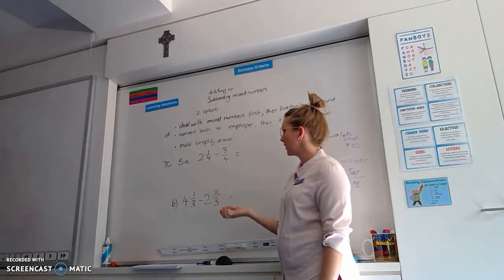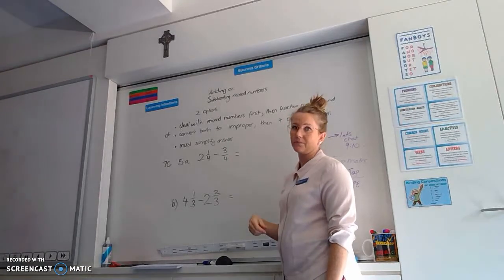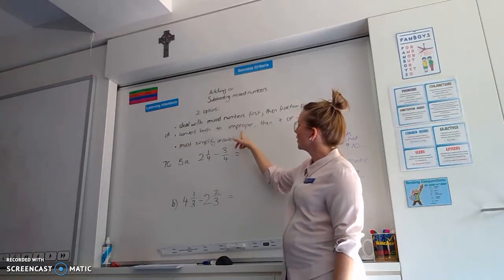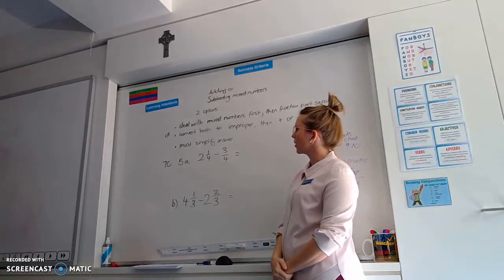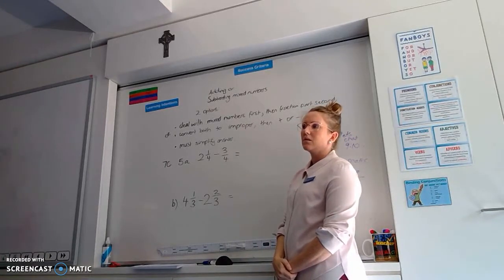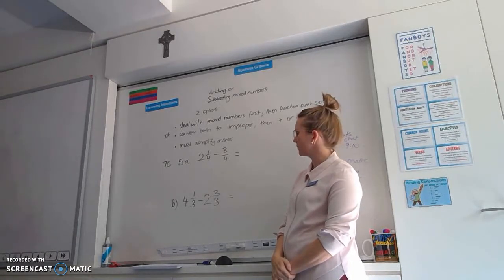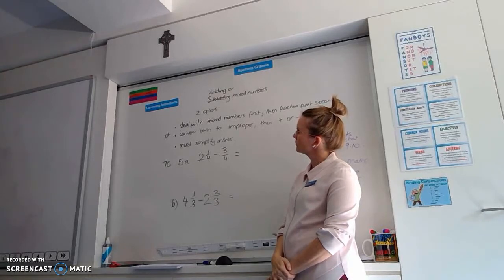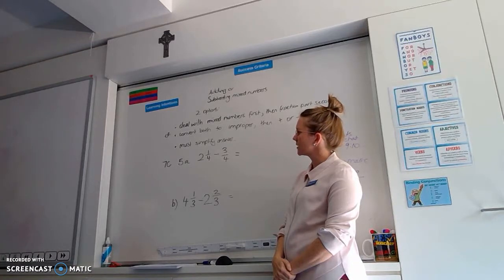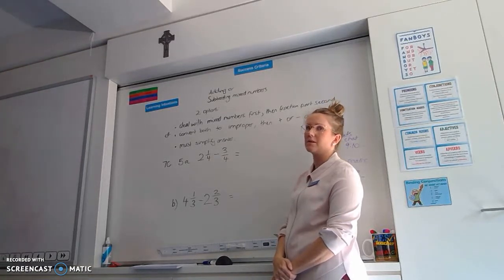Alright, so one is a mixed number and one is a proper fraction. So out of these 2 options, which one do you think would be most appropriate here? It might be faster or the most sensible way to go about it. Have a really good think about that question. You can either deal with the whole numbers first, and then the fractions second, or you can convert them to proper or improper fractions, and deal with them that way, as long as the denominators are the same.